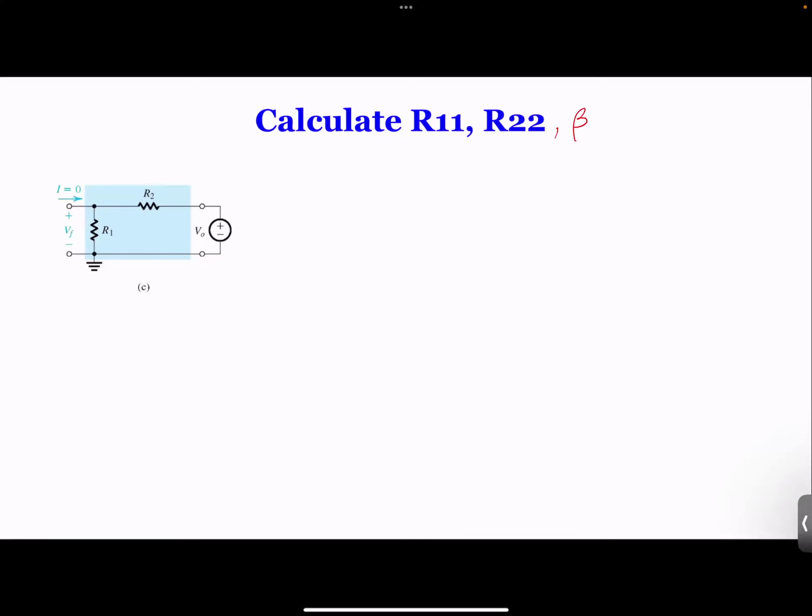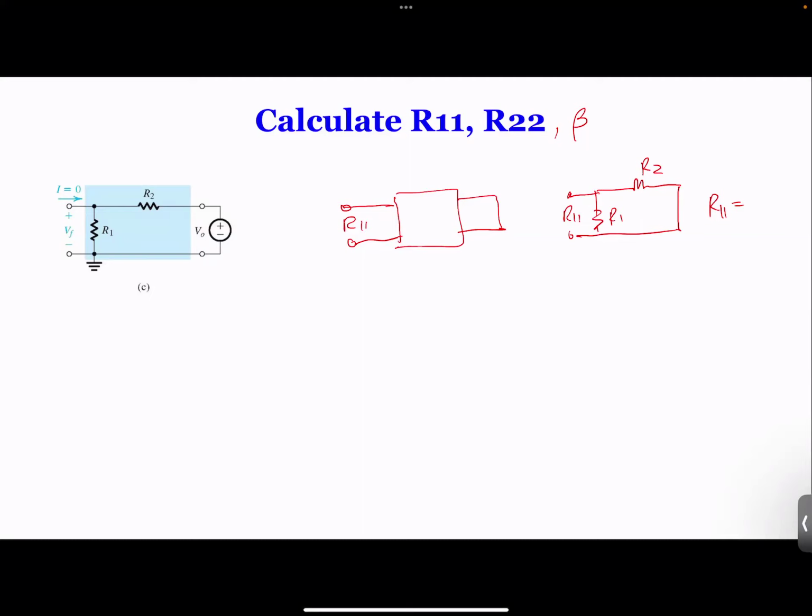Based on the definition, remember how we did it on this circuit here? We short here, we look into here, and we got R11. So on the circuit that you have like this, we simply short the output, and then we look at here, and we get R11. So this is R1, this is R2. When you look at it here, what do you get for R11? Looking into the circuit, what do you see?